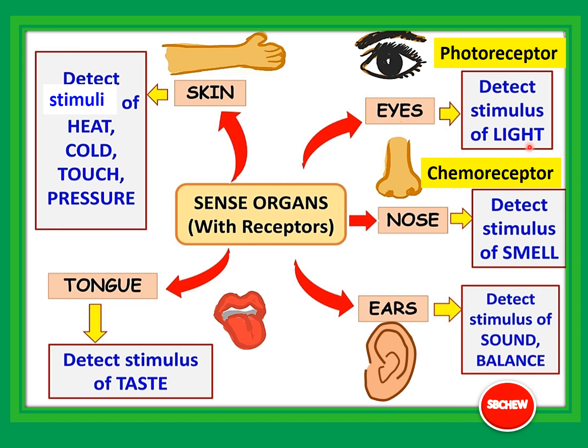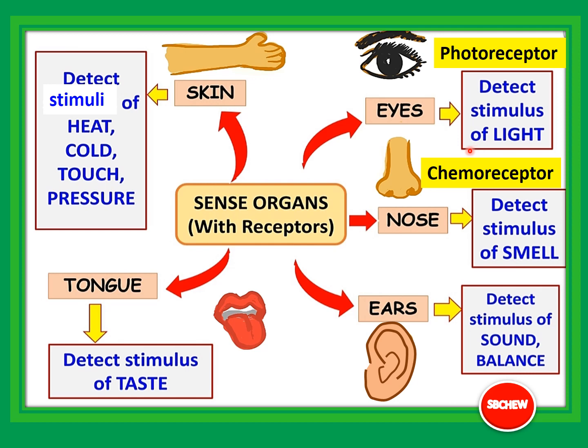For example, if you are looking at the blackboard or whiteboard and you are reading the words, the light from those words is entering your eyes and stimulating your photoreceptors. So the stimulus is light, not the words, but the light that comes from those words, like the black color words or the blue color words. So eyes have the photoreceptors to detect the stimulus of light from the environment, and it helps us to read things.